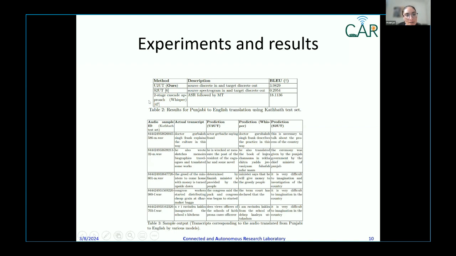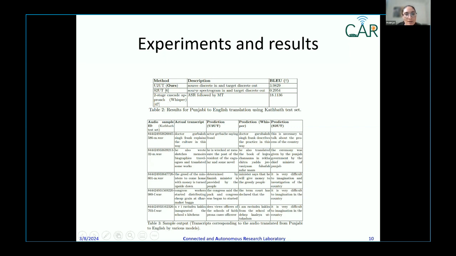And then we also compared our results to a traditional approach, which is, again, a pipeline approach. For that, we used a model called Whisper. And this uses a two-stage approach, which means first the speech is going to be converted into text using ASR, and then there will be a second component that is going to convert that text from the source language to the target language. So these are the comparisons that we did.